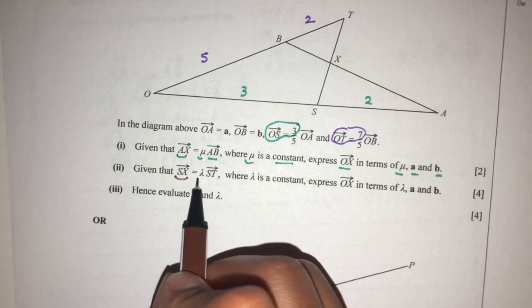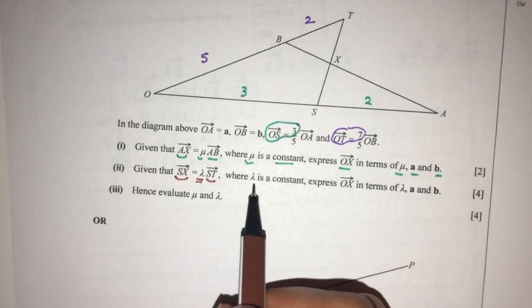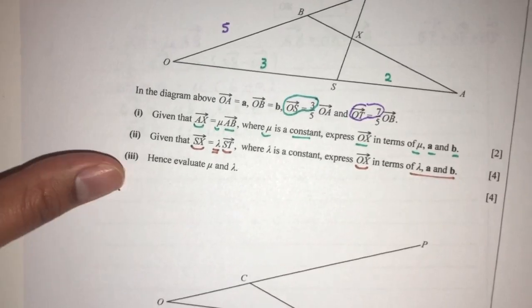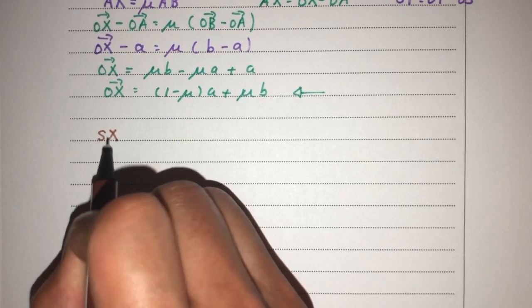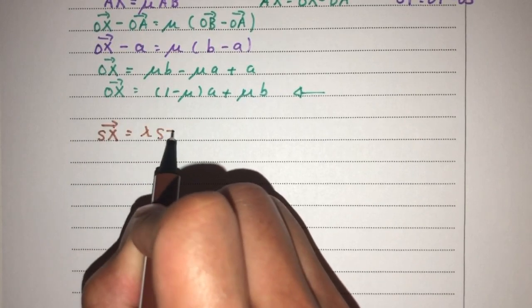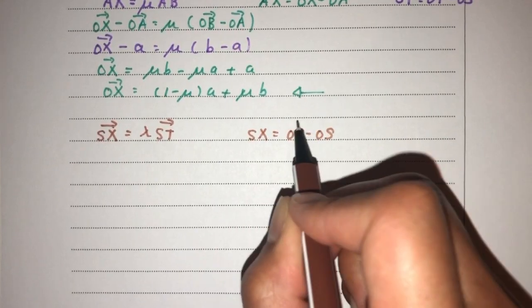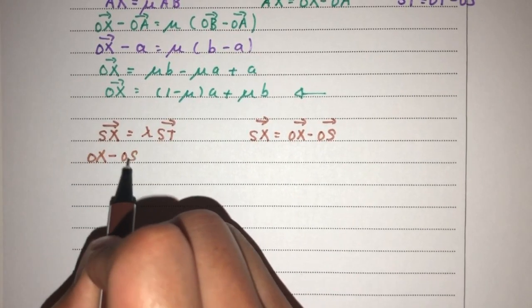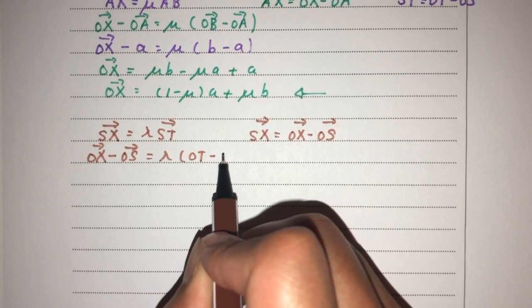Now for part 2, given that Sx is we have a multiple again, which is a constant, lambda, St. Express OX in terms of this. So same step, same thing, we have to do again. So same one by one step. So we have Sx has to be lambda St. By definition, Sx is what? OX minus OS. Right? Now replace here, you will have OX minus OS. That will be lambda St will be OT minus OS.